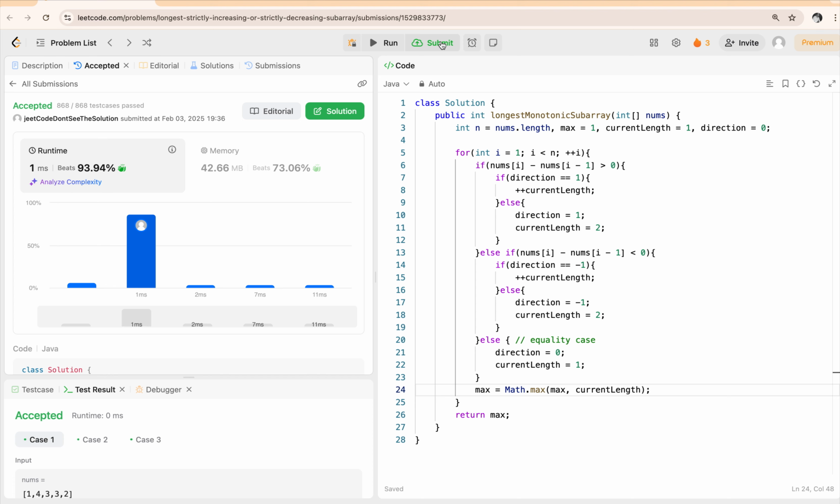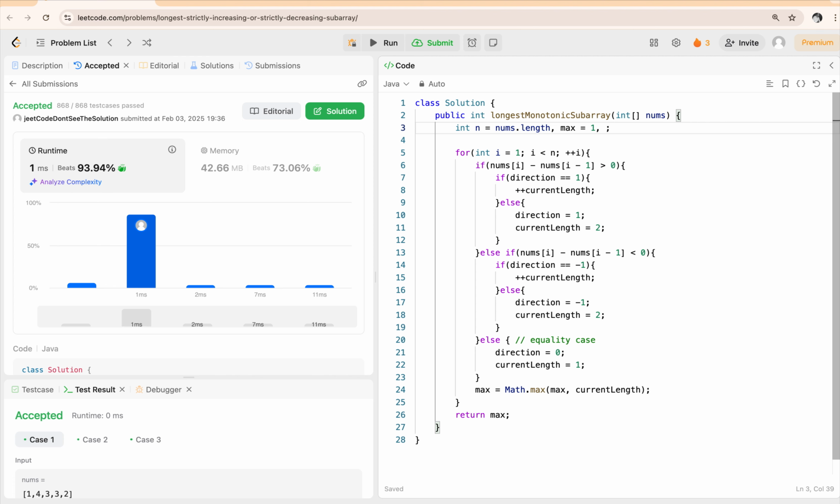We are doing it in one pass, but there are a lot of condition checks here. So can we simplify this? Yes, we can. The way to do it is to declare some variables, and instead of current length and direction, we'll declare inc length, which is the increasing length, and this will be 1. Decreasing length is also equal to 1, because an individual number can be considered as an increasing pair, or as a decreasing pair.